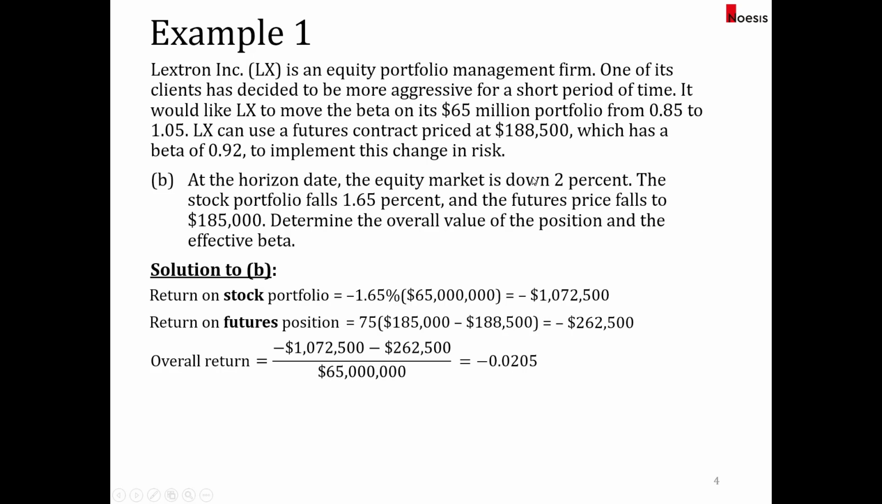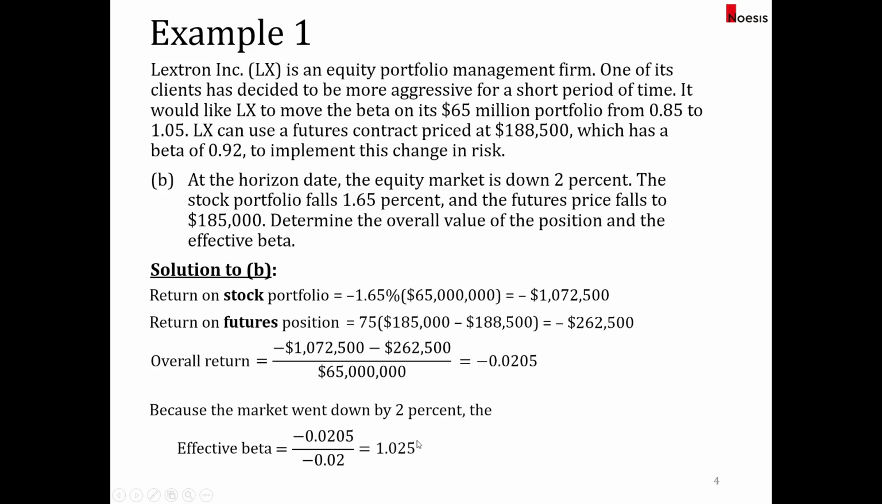Now, take note here, the equity market dropped by 2%, but your overall portfolio actually dropped by 2.05%. That tells us that the effective beta of your portfolio is the change in the overall return divided by the change in the market return, and that gives us 1.025. So the actual beta that we observe here is lower than the expected beta based on our target. Of course, this is just an estimate, so the actual beta may turn out to be different than expected.